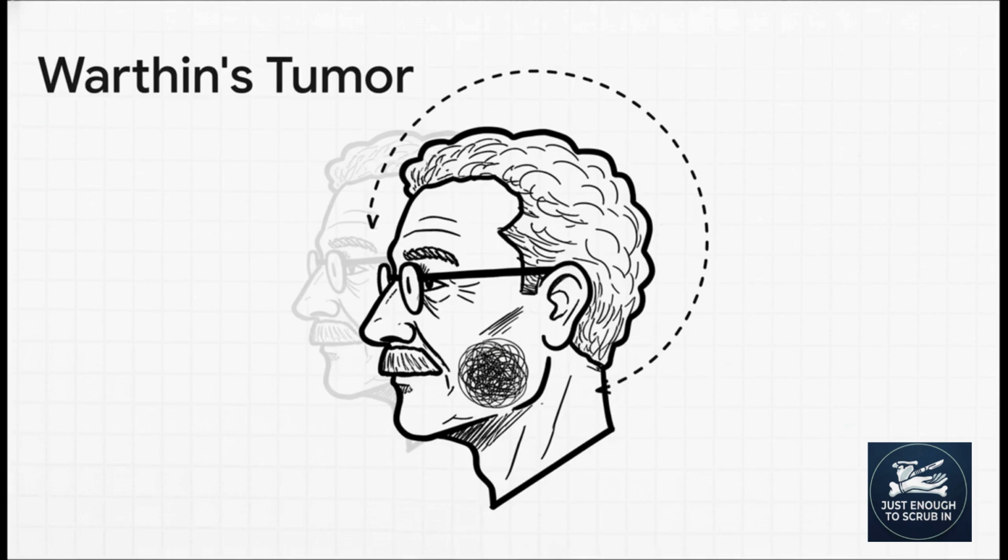All right, next up is the second most common benign tumor, Warthin's. The classic patient for this one is totally different. Think an older male, often a smoker. And unlike a pleomorphic adenoma, Warthin's has this funny habit of being bilateral, so on both sides, or multicentric, meaning multiple spots. The good news, malignant transformation is incredibly rare.